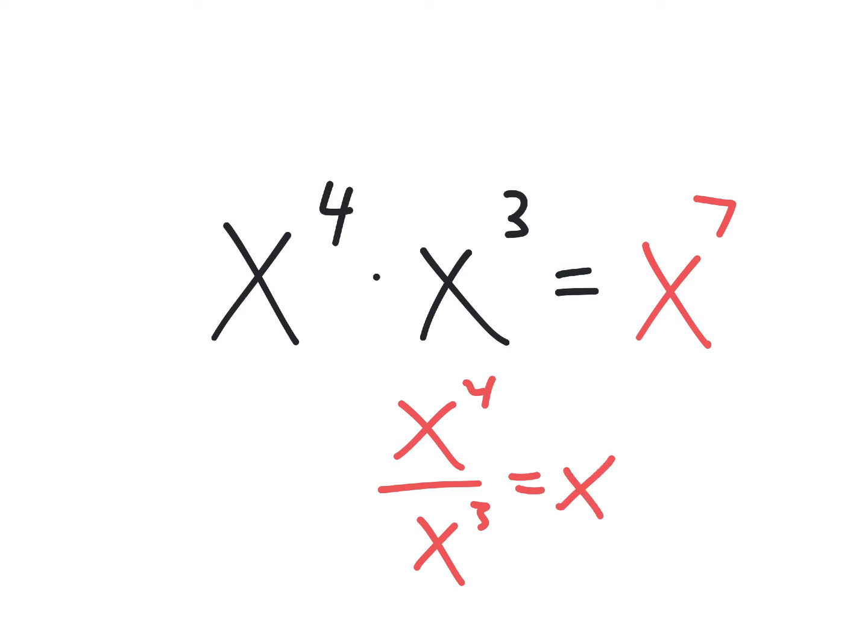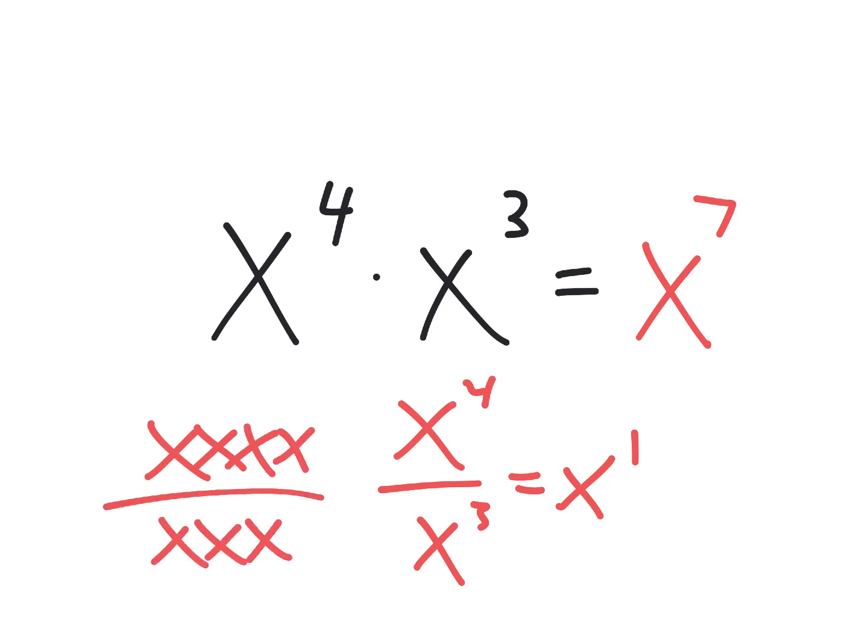X to the 1 is true. You can just say x. If I had written exploded view out, because again, if you're not good at this, this way works pretty good. Cancel, cancel, cancel. Look at that. The answer is x.